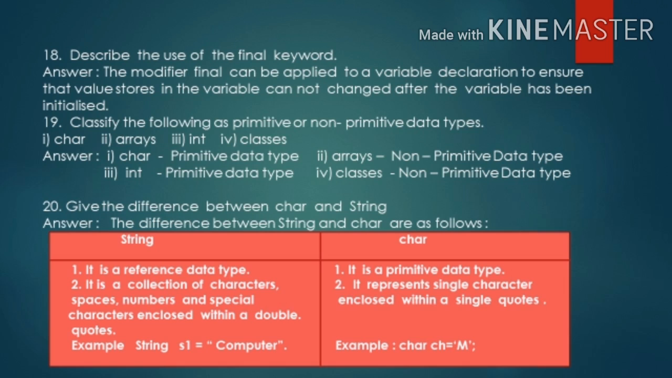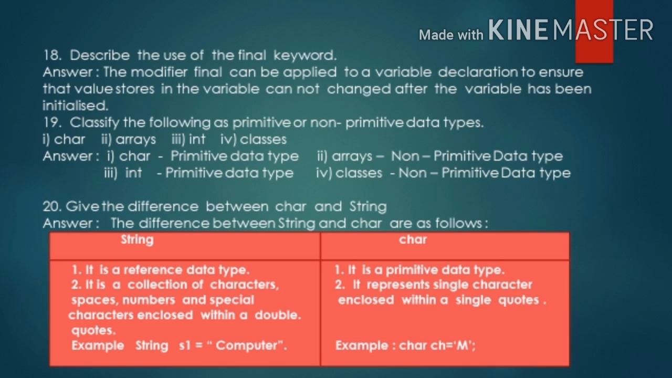Question number 19. Classify the following as primitive or non-primitive data types. Non-primitive data types are also known as reference data types. Roman 1 char is a primitive data type. Roman 2 arrays is a non-primitive data type. Roman 3 int is a primitive data type, and Roman 4 classes is a non-primitive data type.